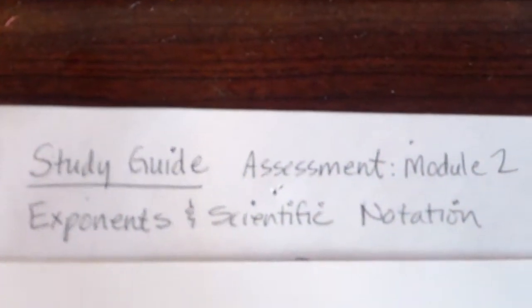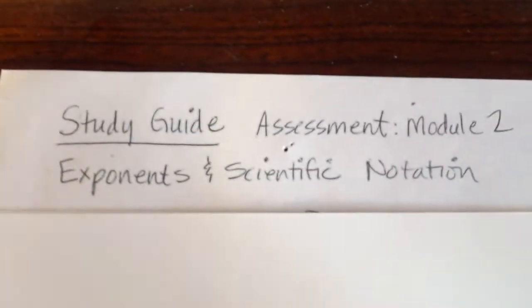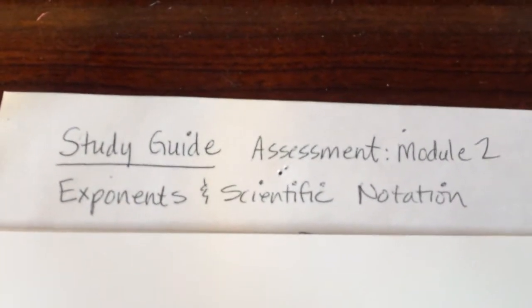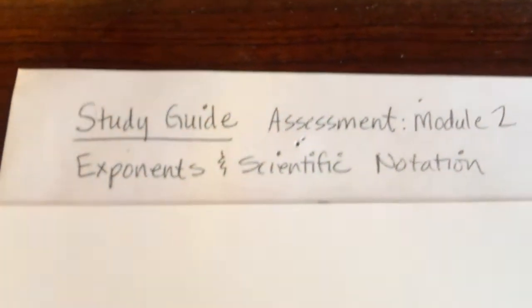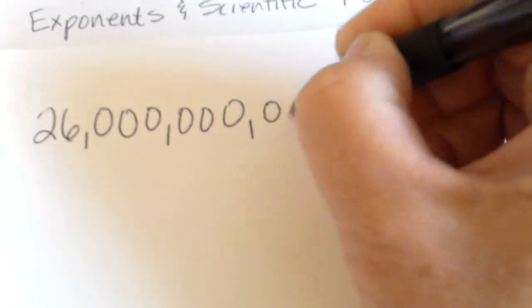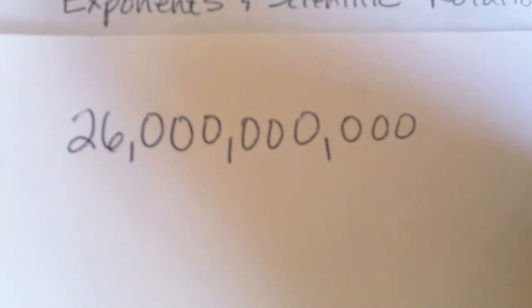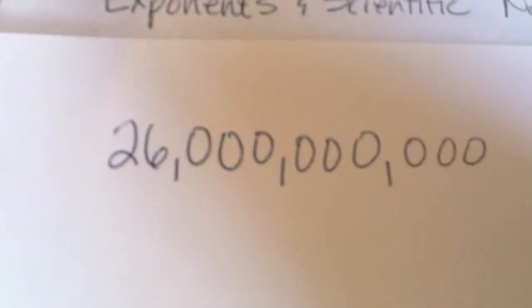Okay, we are working on Study Guide Assessment Module 2, Exponents and Scientific Notation. And here's the crux of what we've been talking about. If you have a really big number like 26 billion, we have an agreement that a shortcut to write this is called scientific notation.